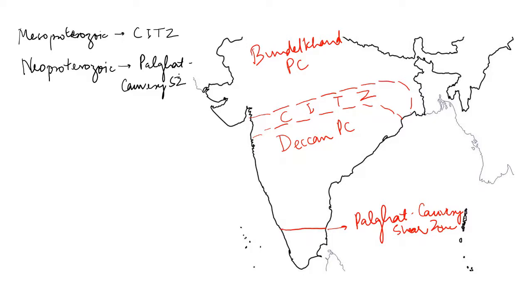But interestingly, the Palghat Kaveri shear zone has become tectonically inactive, while CITZ is still active. So you can understand how important this region is.